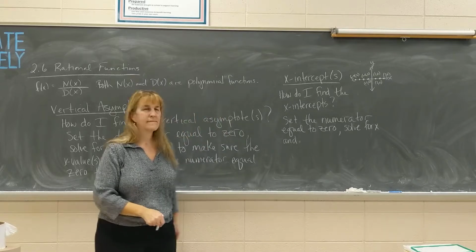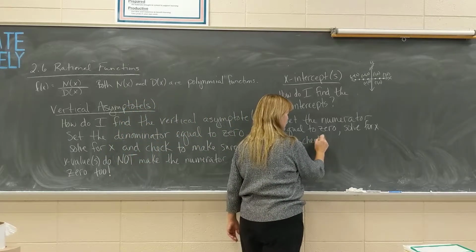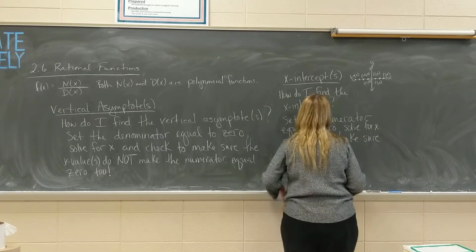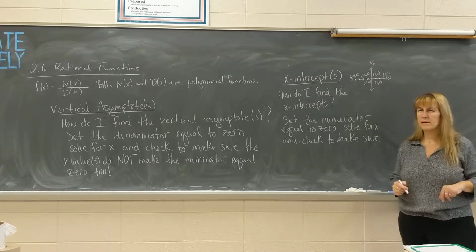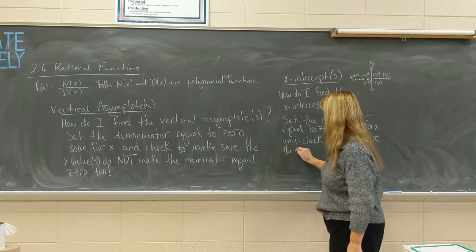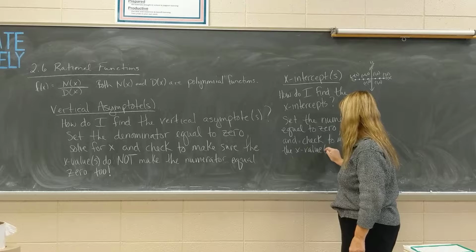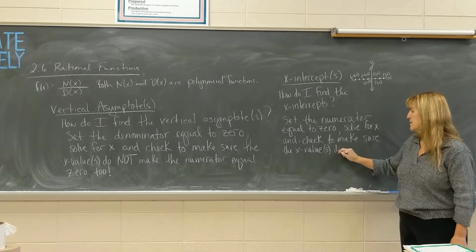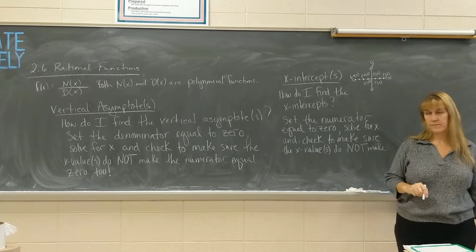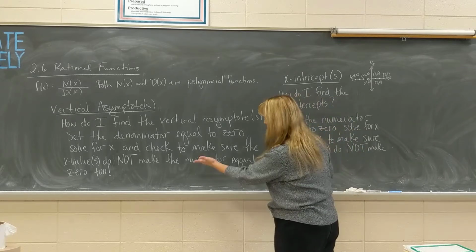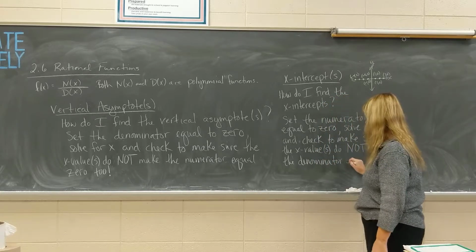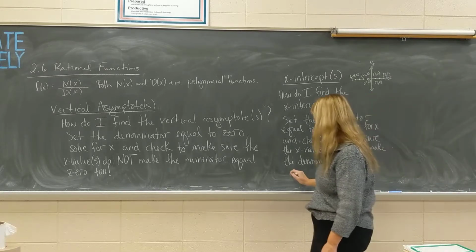Check to make sure. And check, help me again, and check to make sure what? I do want the y value to equal 0. That's how I start. And check to make sure the x values, more than one maybe, do not make the denominator equal 0.